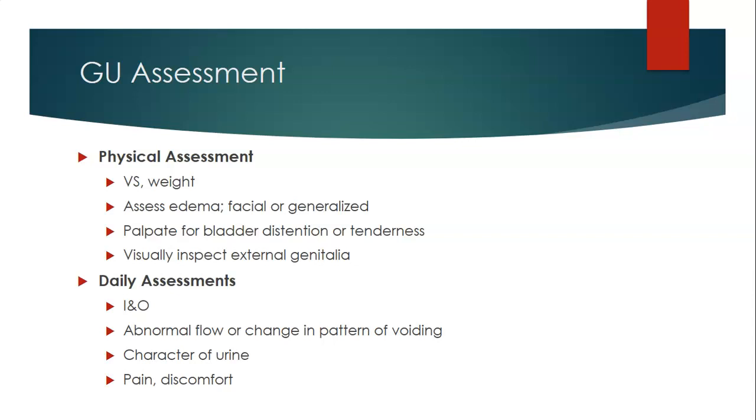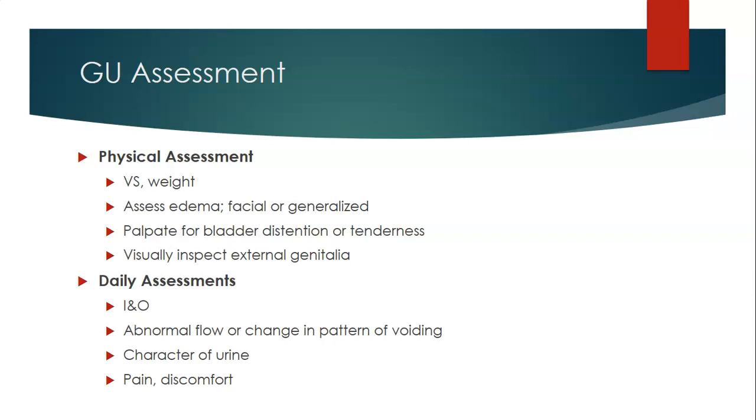We're going to want to assess edema, whether it be facial or generalized edema. Palpate for bladder distension and or tenderness. Again, remembering that the bladder is only going to be palpable when it is very distended. And then visually inspecting external genitalia when necessary. So if someone is complaining of burning or something like that upon urination, that might be a time we would visually inspect external genitalia, not just for ha-has because we're bored though.